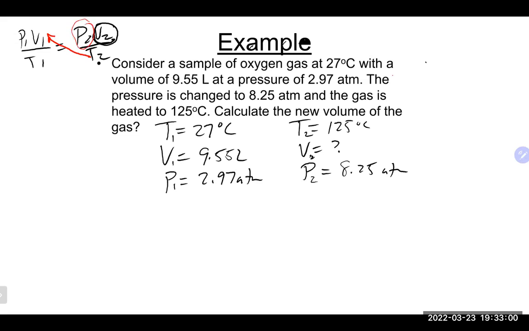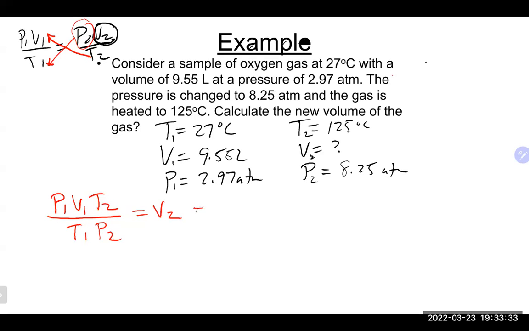We have P2 that needs to go to the other side, which is going to end up basically at the bottom there. And if we do that, we will end up with P1 V1 T2 divided by T1 and P2 would equal our V2. So again, just by switching locations there, we'll get everybody into the right spot. Also important to make sure you understand what temperature goes where, for example, what volume goes where. It's very common people will reverse the numbers when they put them in.